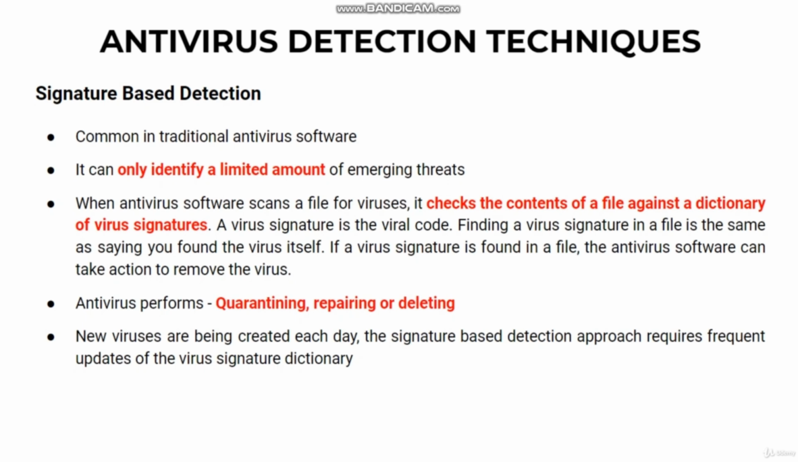The third action antivirus software can take against a virus is straight away deleting the file. If a file repair operation fails, usually the best thing to do is just to delete the file. Deleting the file is necessary if the entire file is infected, and you may also lose the contents of the file. Because new viruses are being created each day, the signature-based detection approach requires frequent updates of the virus signature dictionary. To assist the antivirus software companies, the software may allow users to upload new viruses or variants to the company.